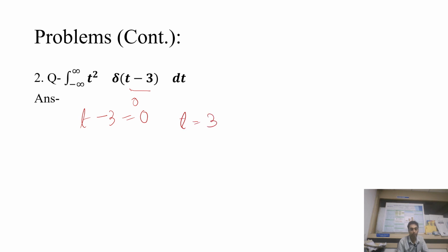So t equal to 3 means the integration only exists for t equal to 3. So 3 squared, t squared, means 3 squared is equal to 9. So this is the answer. Next, we can go.